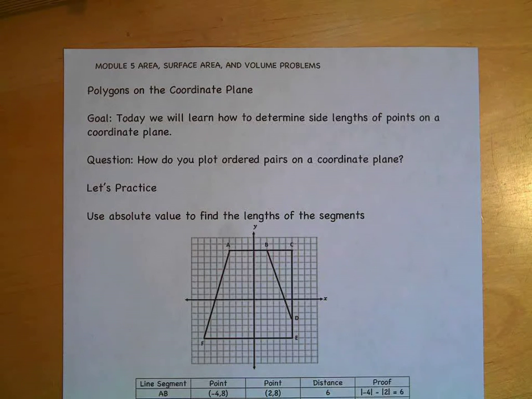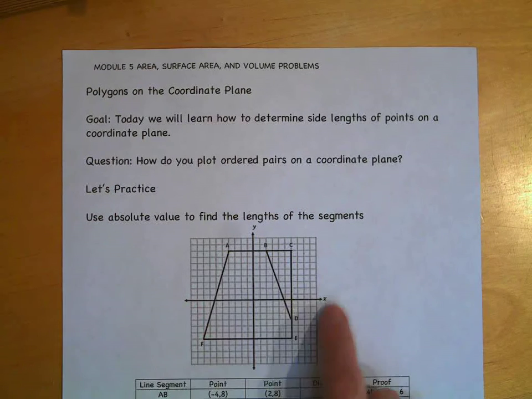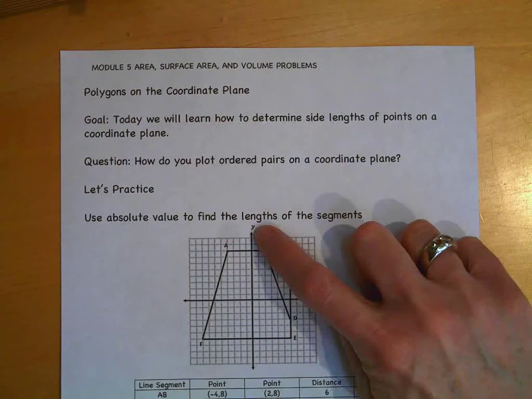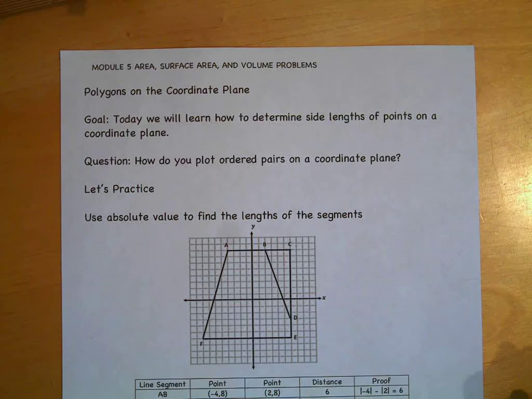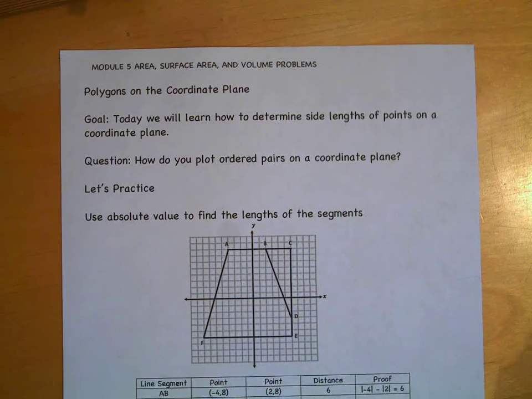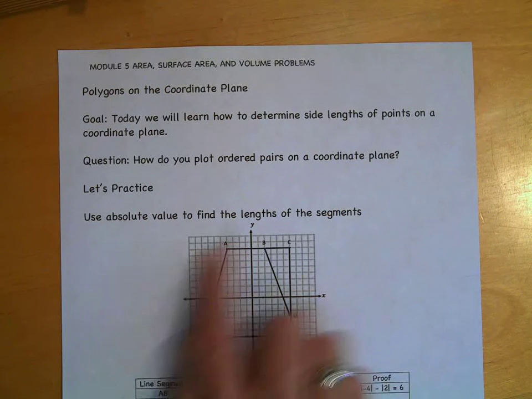The question that I want you to think about is, how do you plot ordered pairs on a coordinate plane? All right, so we're going to do some practice because this is a little bit of a review. You are familiar with a coordinate plane, where you have a horizontal line that intersects with a vertical line. The horizontal line is called the x-axis, as you can see right there, and the vertical line is called the y-axis, which you can see right there. And basically a coordinate plane is a representation of all of the points that are on this graph.